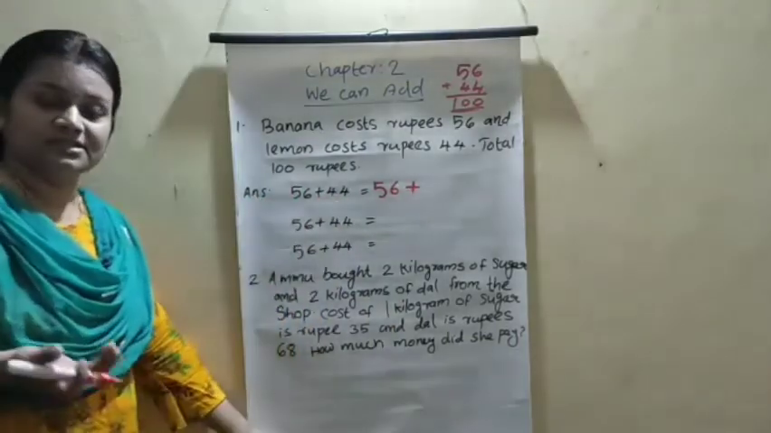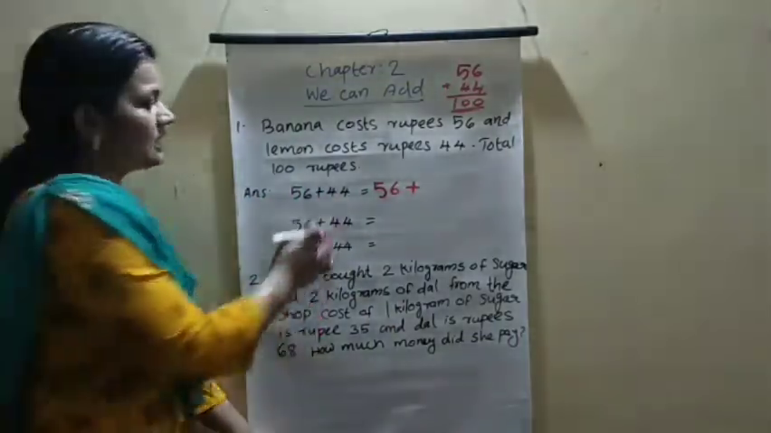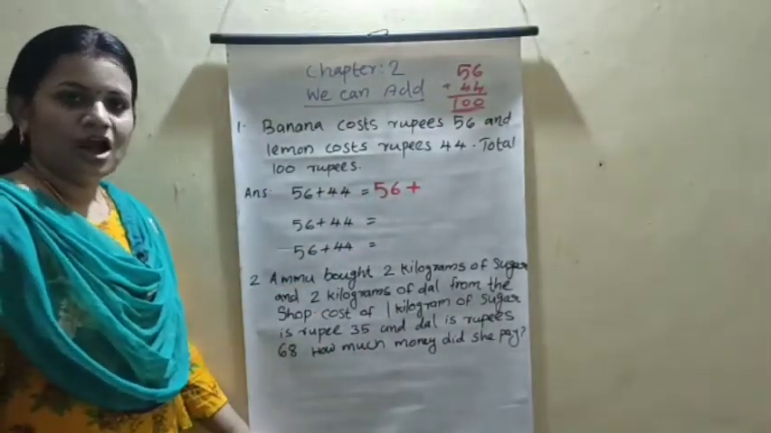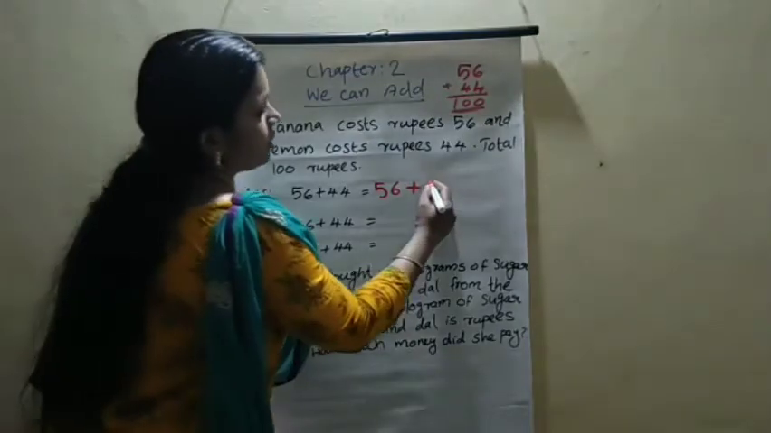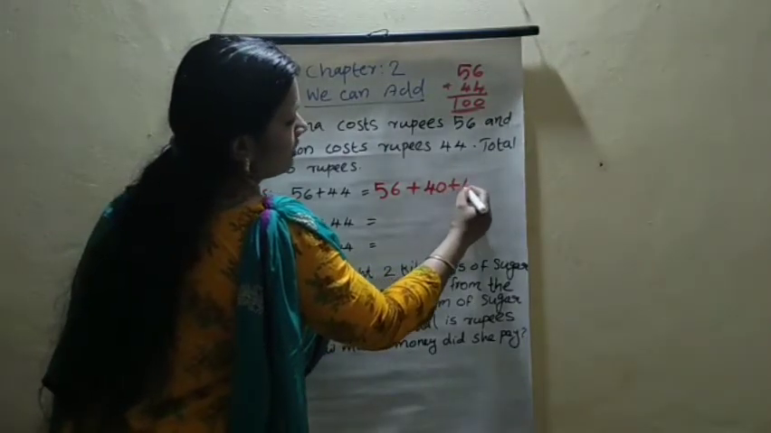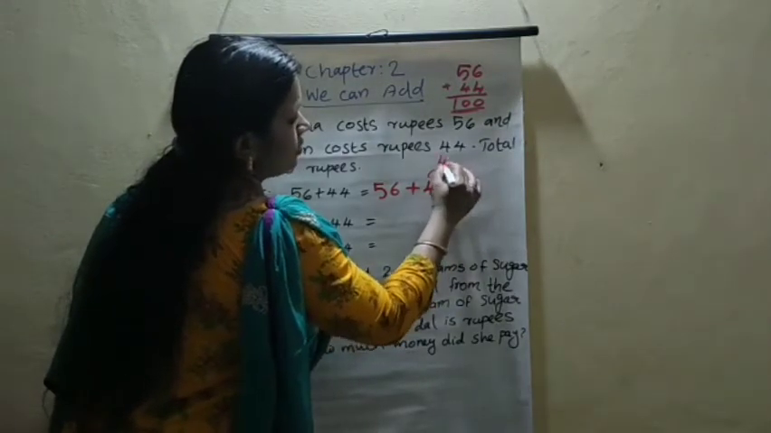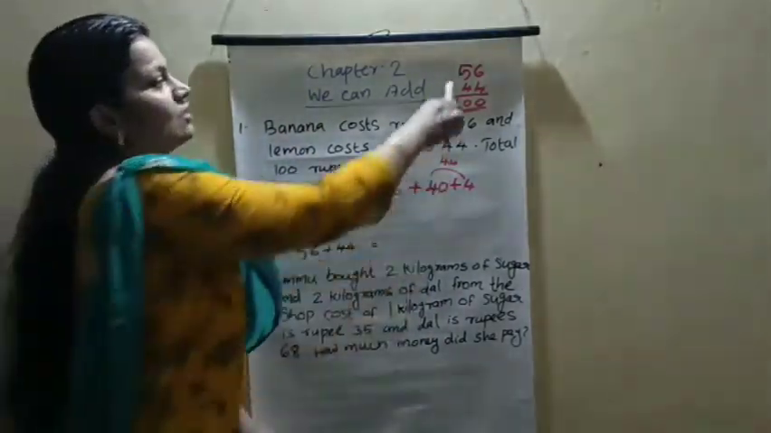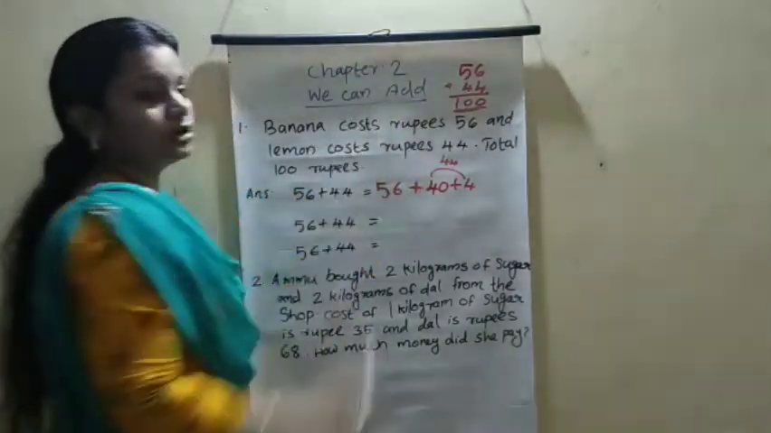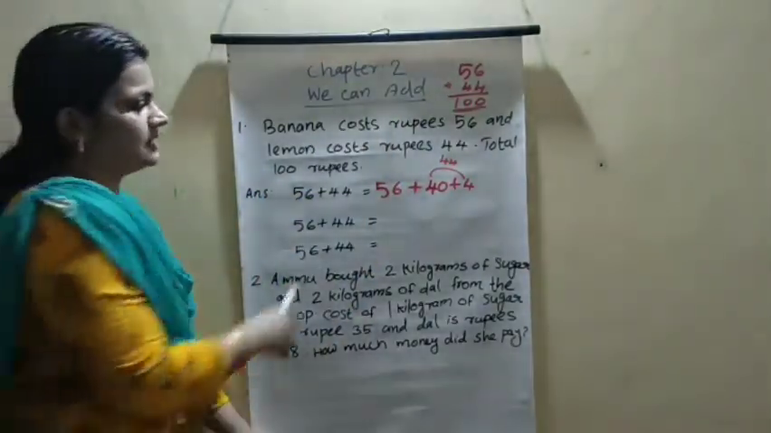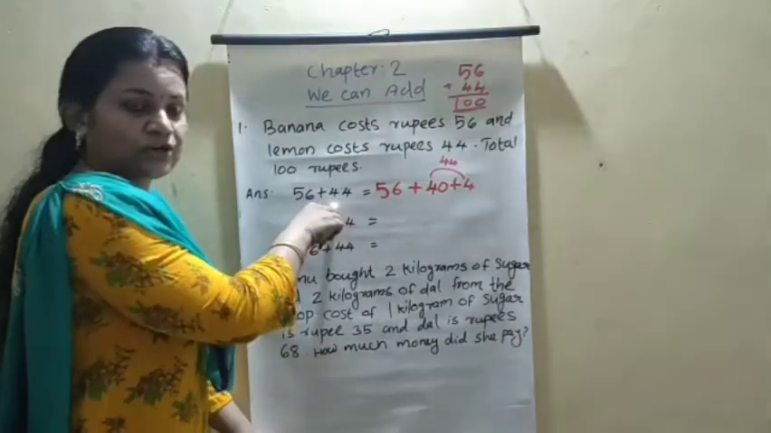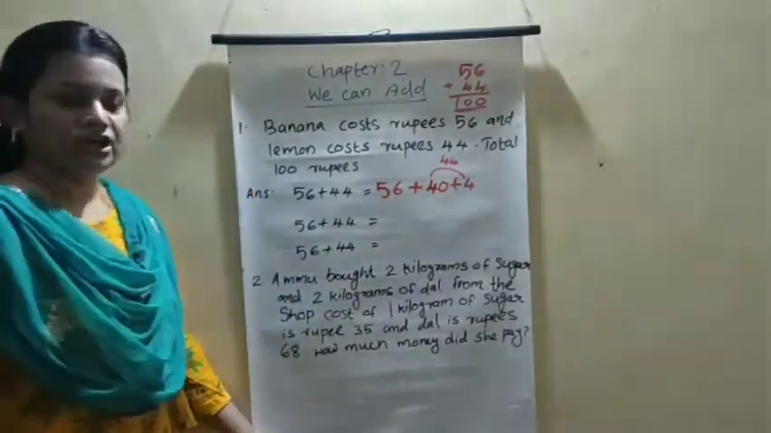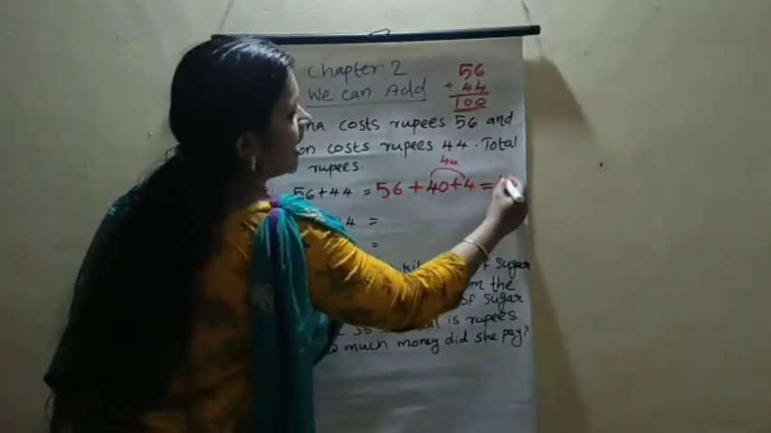How to get the pairs? You split this 44. How to split it? We can write 40 plus 4. What is 40 plus 4? 44. Understood? We already know that 56 plus 44 equals 100. Then we are splitting one number, 44. We can write 40 plus 4, 44. This is also 100.